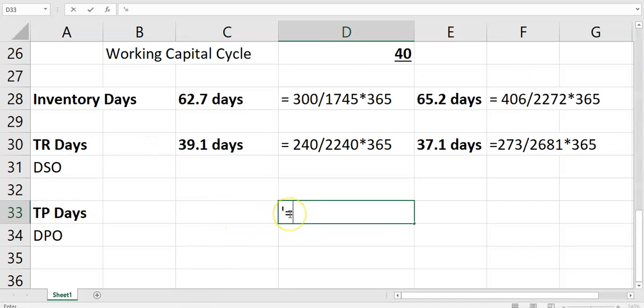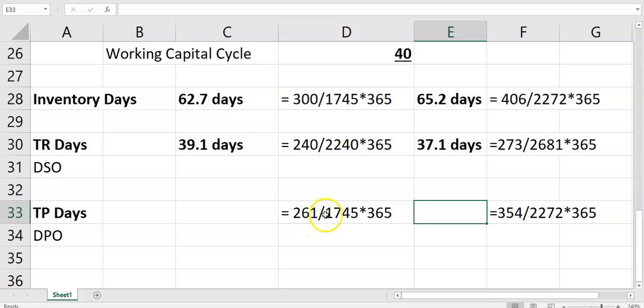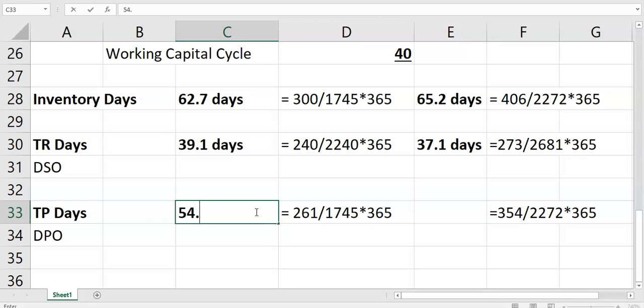So for last year, it was 261 over 1745. And this year, it's gone up significantly. It's now 354 over 2272 times 365. So not only are we interested that trade payables have gone up in euros, we want to know how much they have gone up relative to the increase in cost of sales. That's what the ratio tells us. So that will be 54.6 days. What that means is, on average, you took about 55 days to pay your suppliers last year.